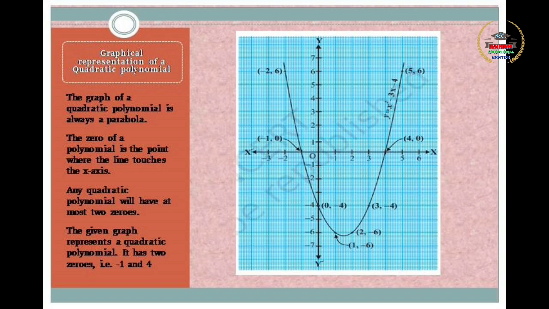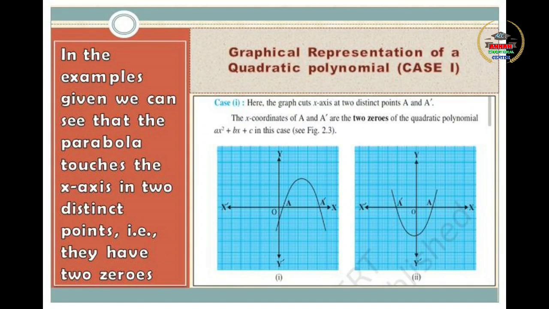Now we will discuss all the three cases as I said. The first case is a quadratic polynomial with 2 zeros. Then case 2 will be a quadratic polynomial with 1 zero, and the third case will be a quadratic polynomial with no zeros.